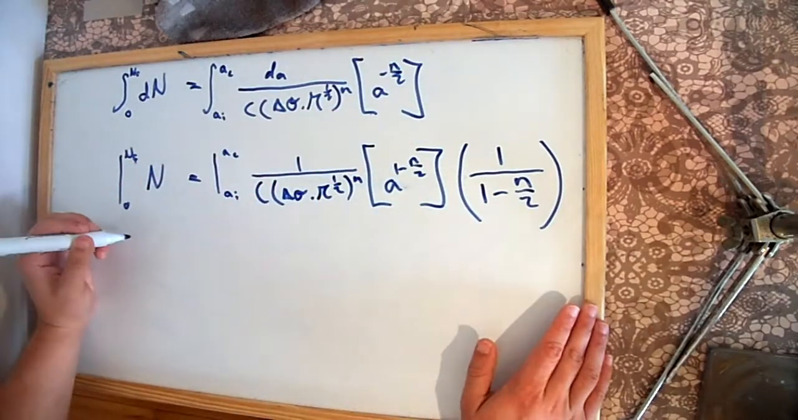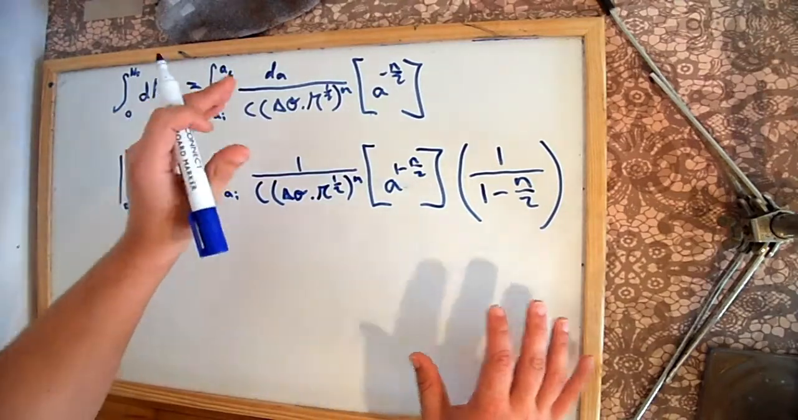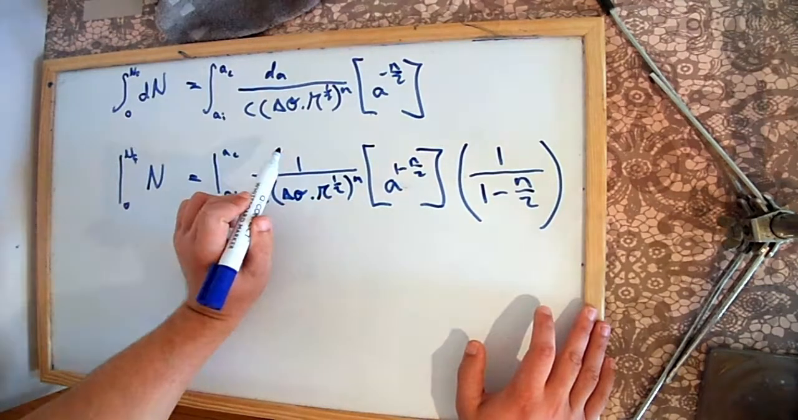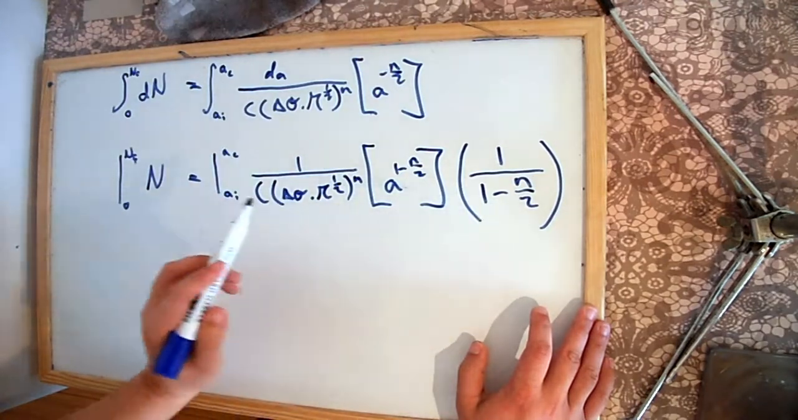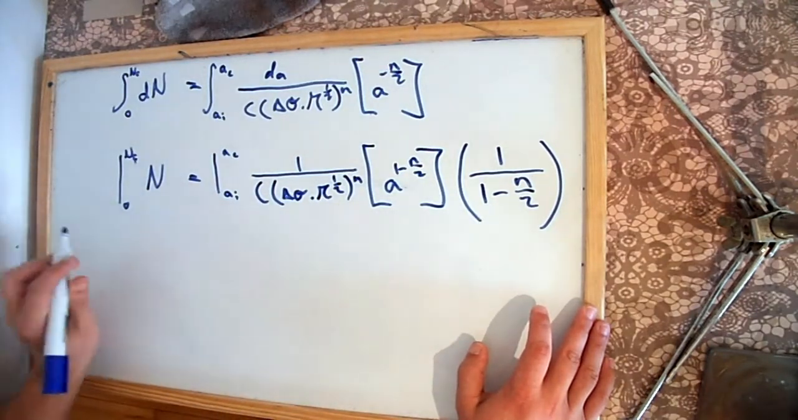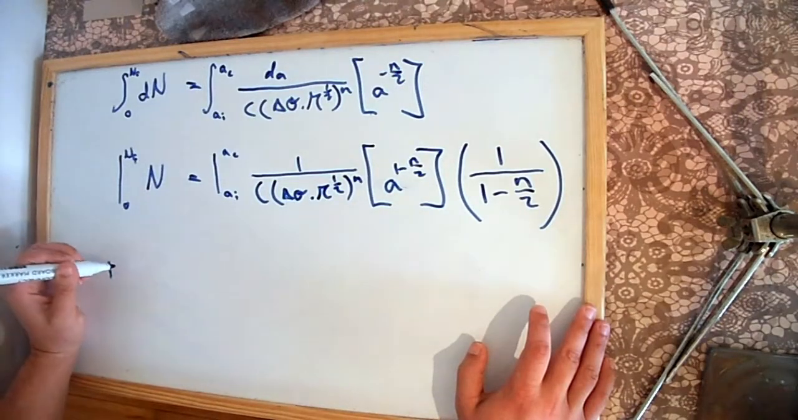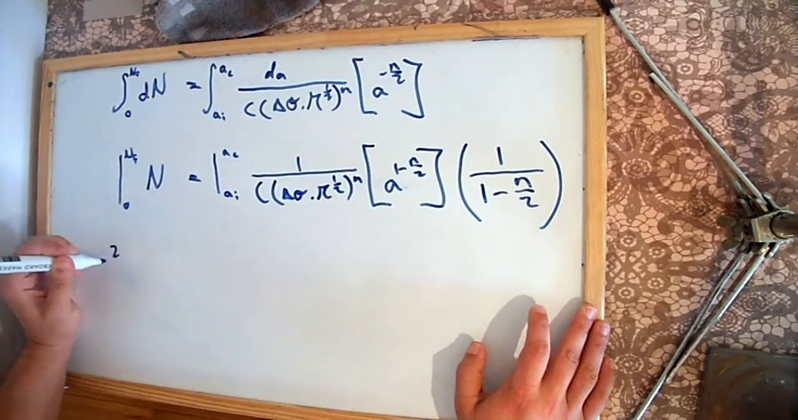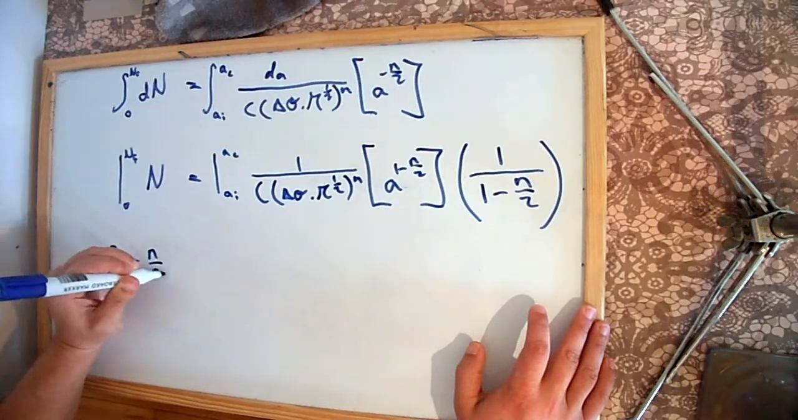So basically what you're doing is you want to get a 2 on the top to change, because on the answer there's a 2 on the top here, and there's also 2 minus n on the bottom. So we're going to try and change this to that. So I'll just take this over here. So the 1 minus n over 2 is also equal to 2 over 2 minus n over 2.